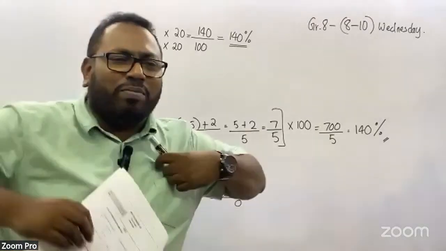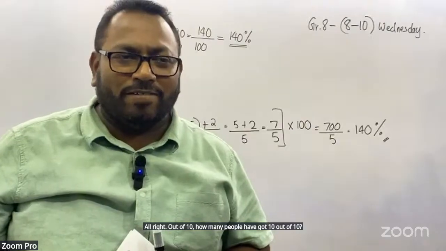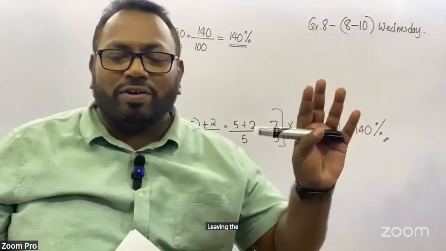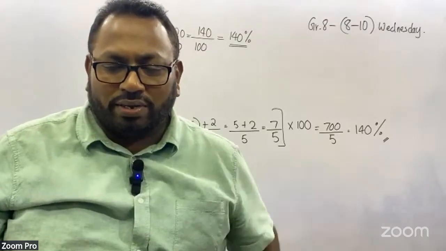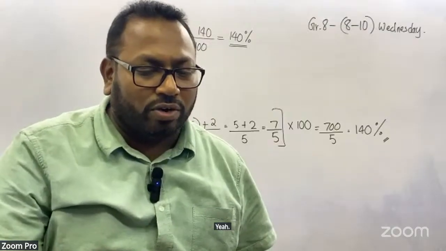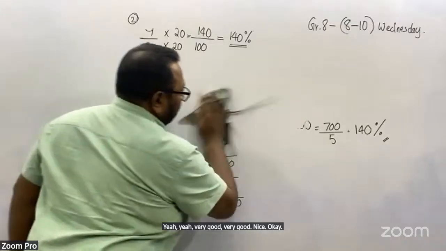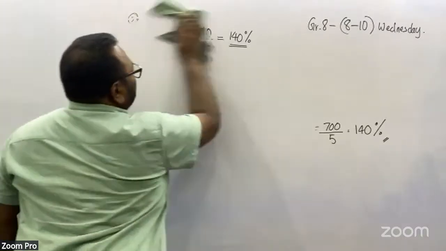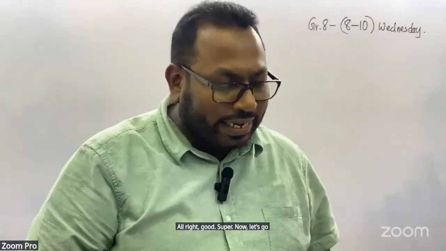Out of 10, how many people have got 10 out of 10? Leaving question 8, so 9 out of 9. Very good. Super. Yakesh, Mahdi, Yaya. Very good. Nice. Okay. All right. Good. Super.